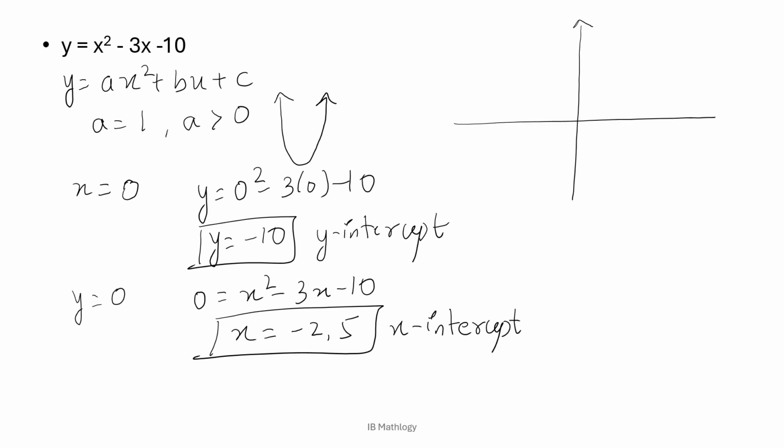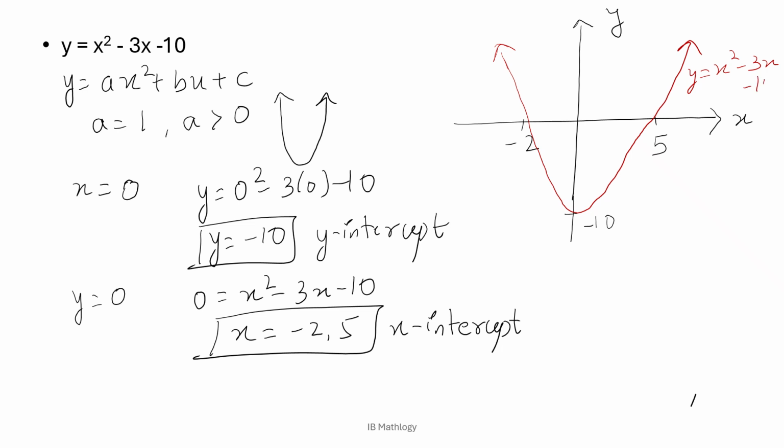Now let's draw the function. For that, we have to first locate the intercepts. So my x-intercepts are -2 and 5 and my y-intercept is -10. So now we have to draw the curve. We know that this graph opens upwards. So it will cross -2, -10 and 5 and it will be like this. So this represents y = x² - 3x - 10.